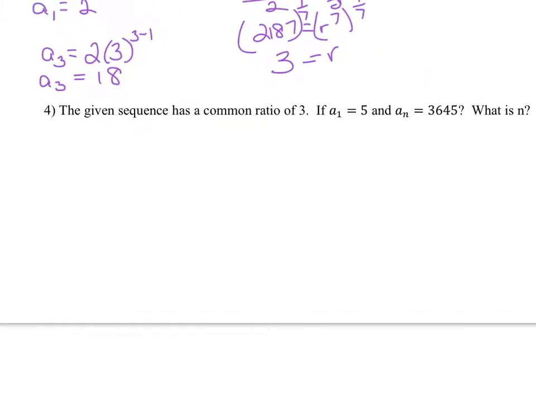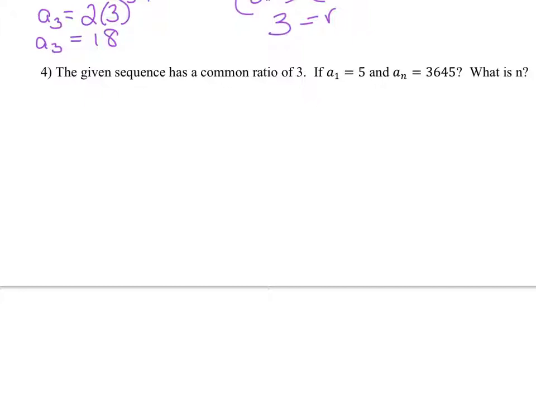Okay. What is n? For this one, same idea. I'm telling you what the common ratio is, so we don't actually have to find it. That's nice, but that's the first thing you should always look for, the common ratio and the first term. These are the two things that you need every time. So I have those two, and I have A sub n, but I don't know what n is.